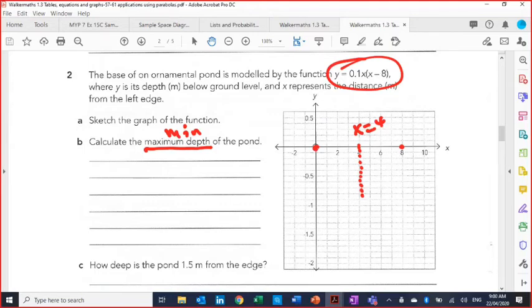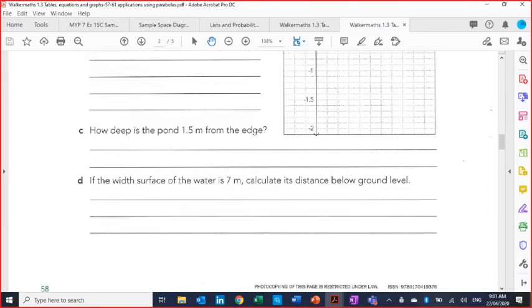How deep is the pond? 1.5 meters from the edge. Okay, well, that means x equals 1.5, so you just plug it in and work it. Okay. Sounding logical? Don't get too creative.